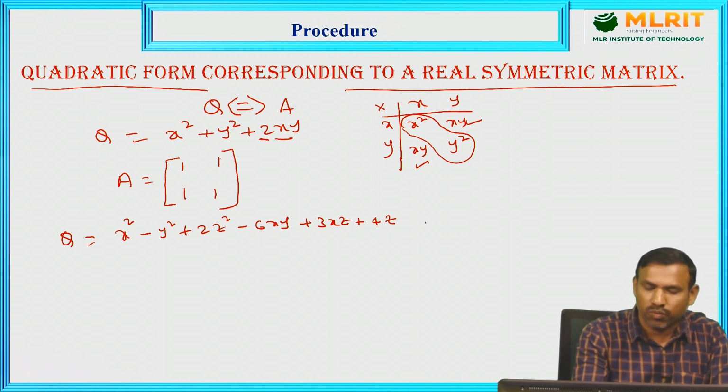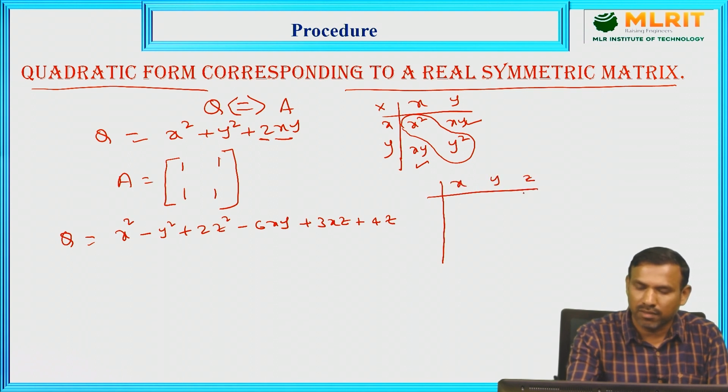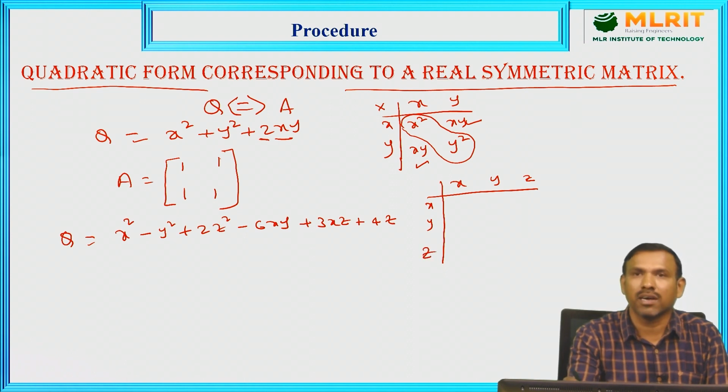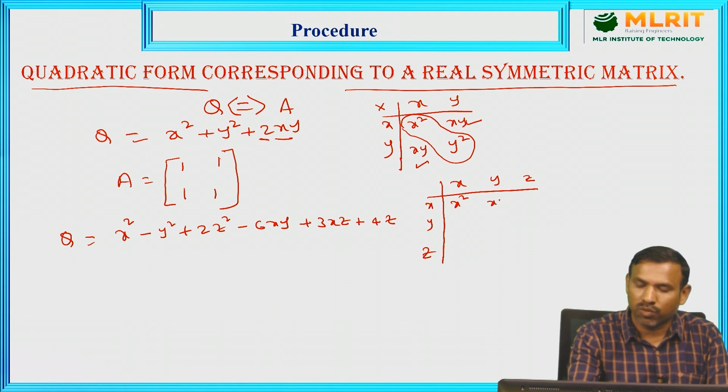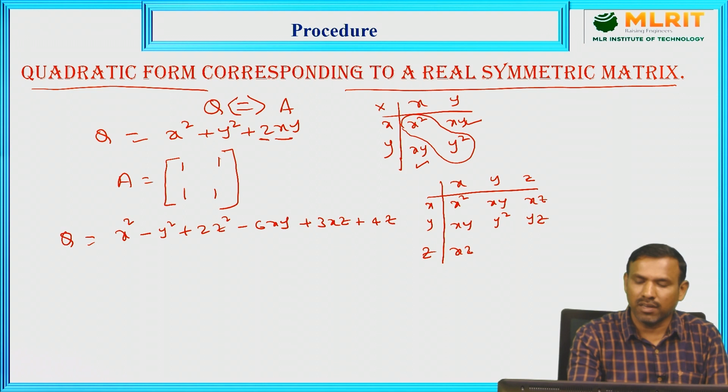So how to do this one? 3 variables, same process. Instead of 2, you take 3 variables x, y, z, and x, y, z, so that you will get the corresponding element positions. You will get x square, xy, xz, y into x, xy, y into y, y square, y into z, yz, z into x, xz, z into y, yz, writing in the proper order, z into z, z square.